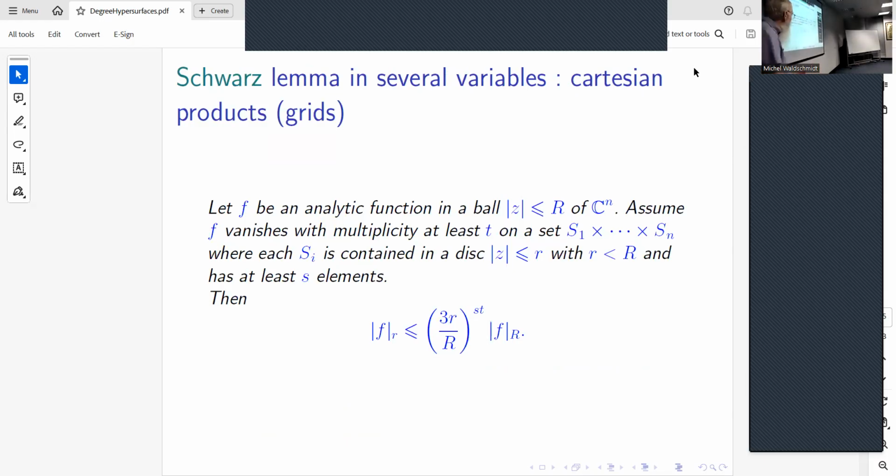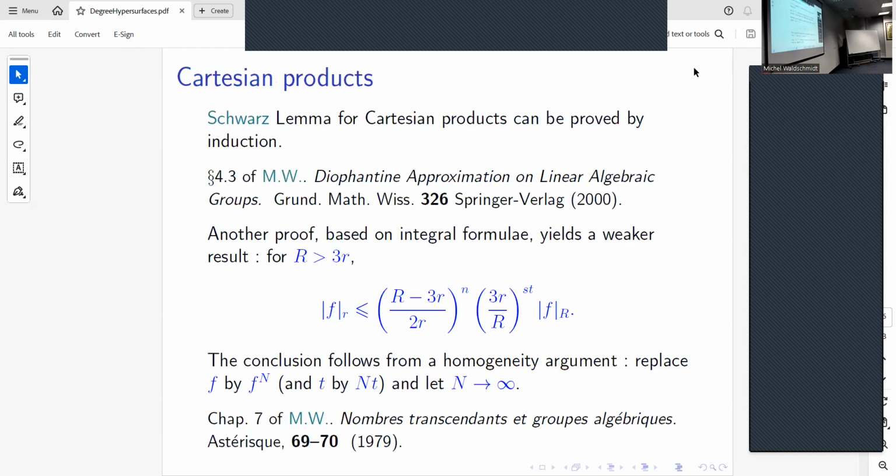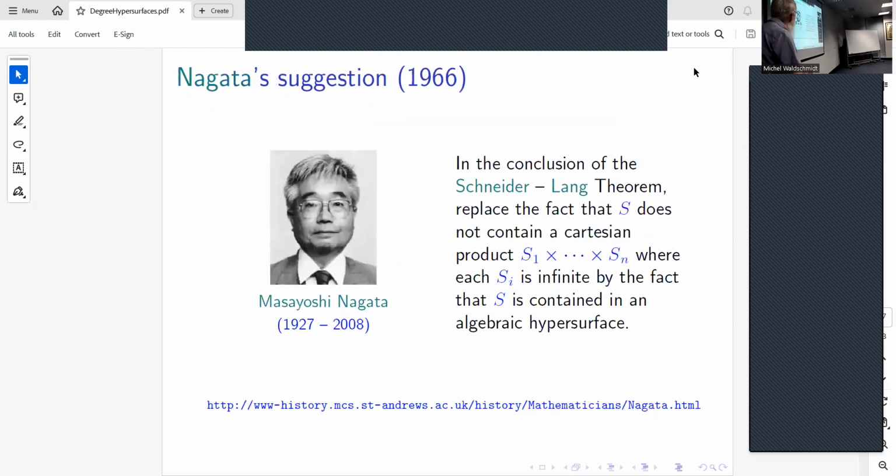But the Schwarz lemma which was used was a Schwarz lemma only for a set which is a product, a subset of C^n. And now the problem was to get the Schwarz lemma when we do not have the Cartesian product. And this is where Bombieri came into the picture. The Schwarz lemma for a Cartesian product is rather easy to prove. I give a reference here, but the suggestion of Nagata was that we should not use the Cartesian product.